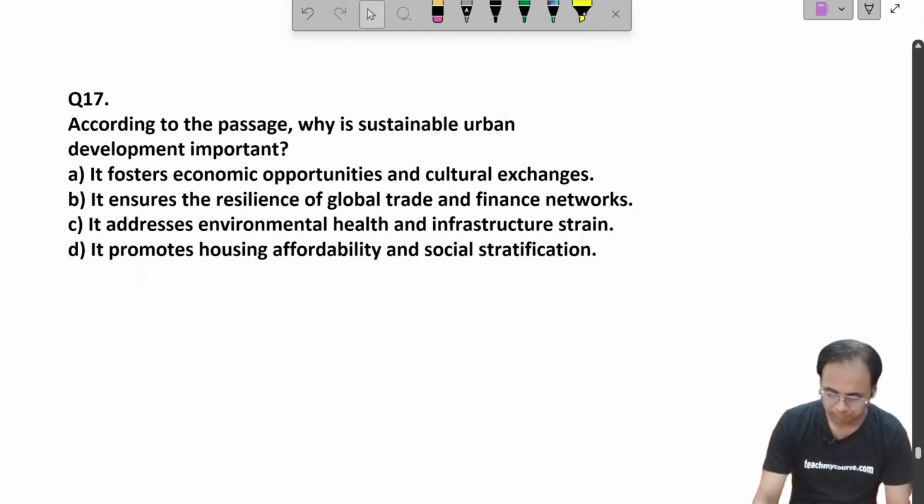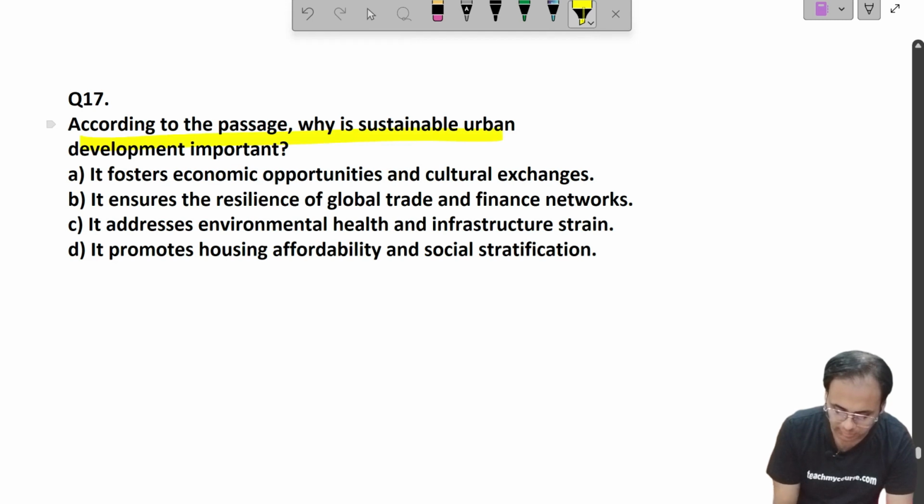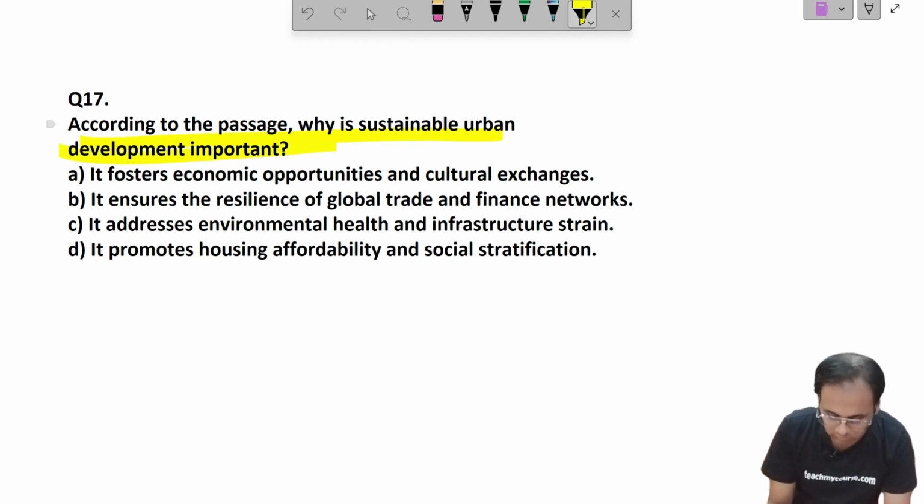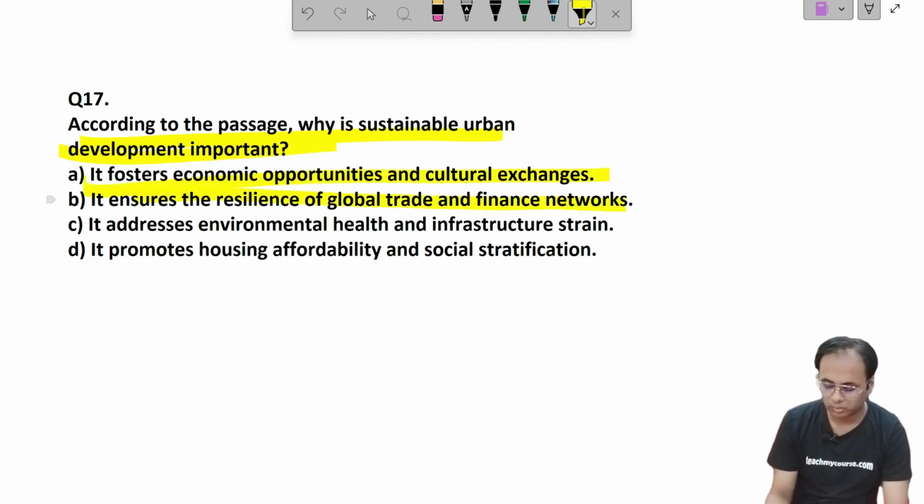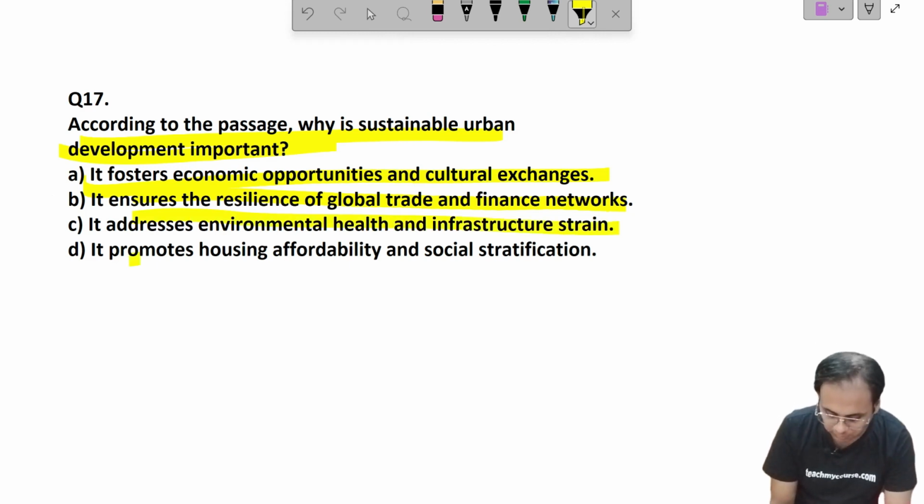Let us see the question. According to the passage, why is sustainable urban development important? Let us see. It fosters economic opportunities and cultural exchanges. It ensures the resilience of global trade and finance networks. It addresses the environment, health, and infrastructure strain. It promotes housing affordability and social stratification.